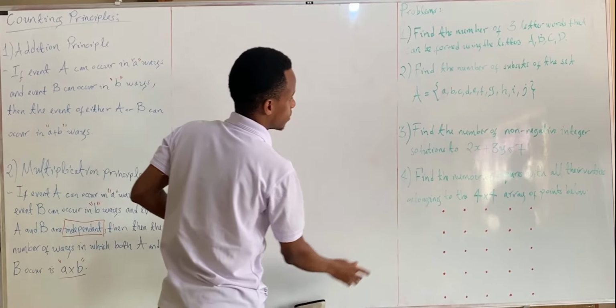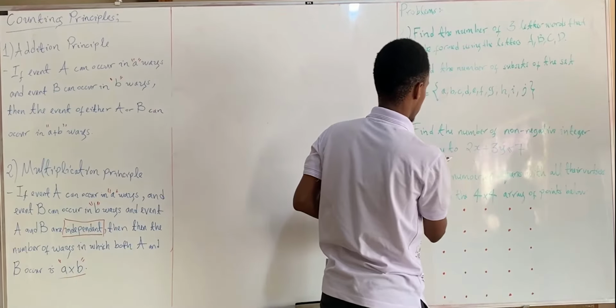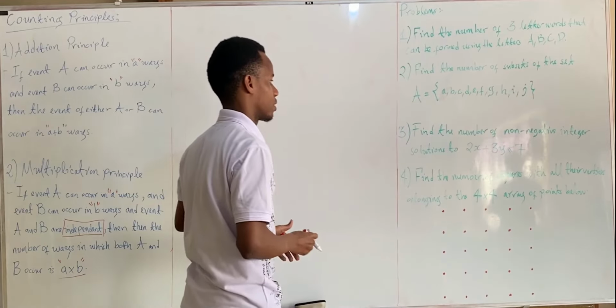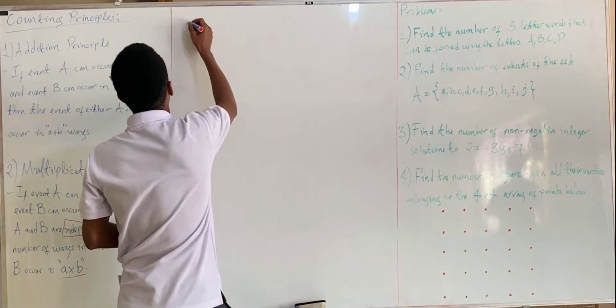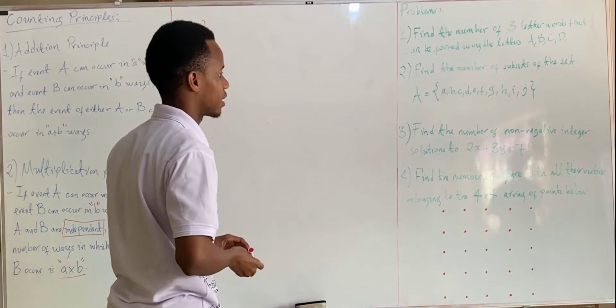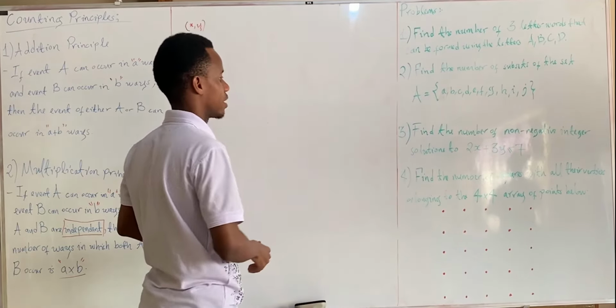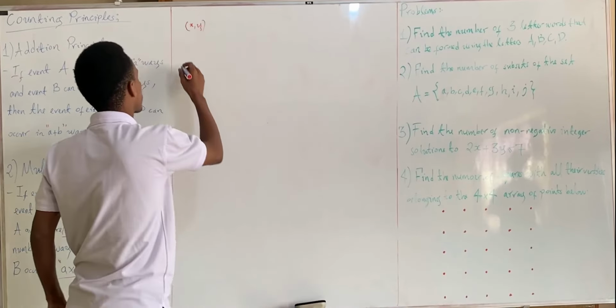Okay, for the third problem, we are told to find the number of non-negative integer solutions to 2x plus 3y is less than or equal to 7. So what does this mean? This means that we have to find the pairs x, y for which both x and y are non-negative and satisfy this inequality. So for example, maybe you can set x equals 1 and y equals 1.